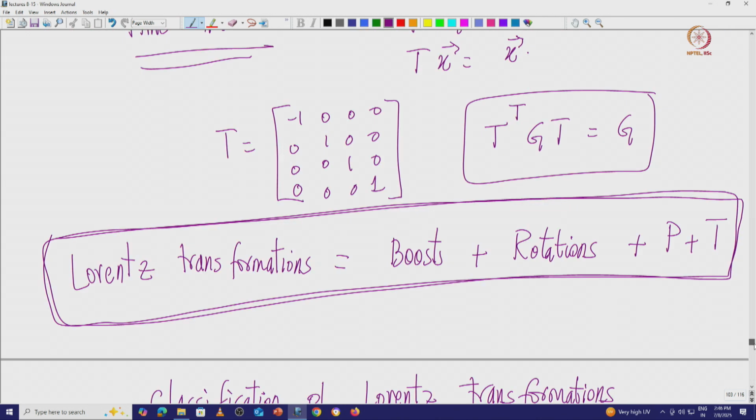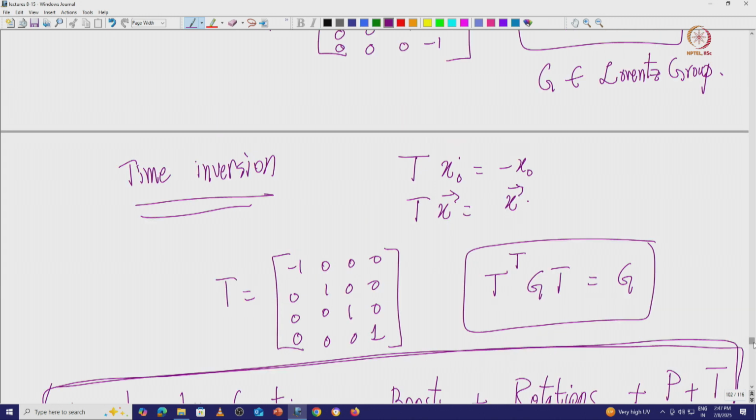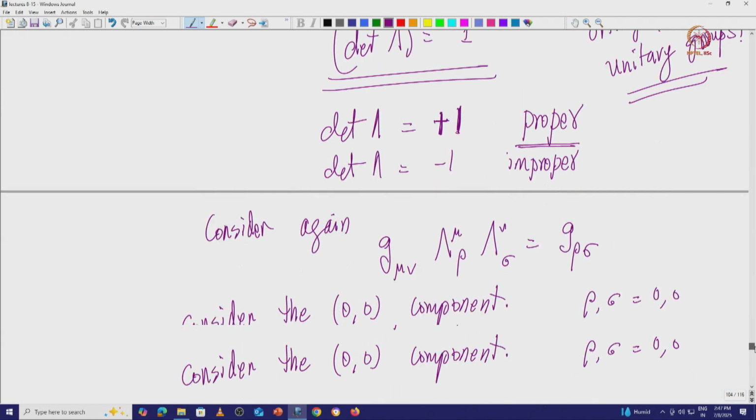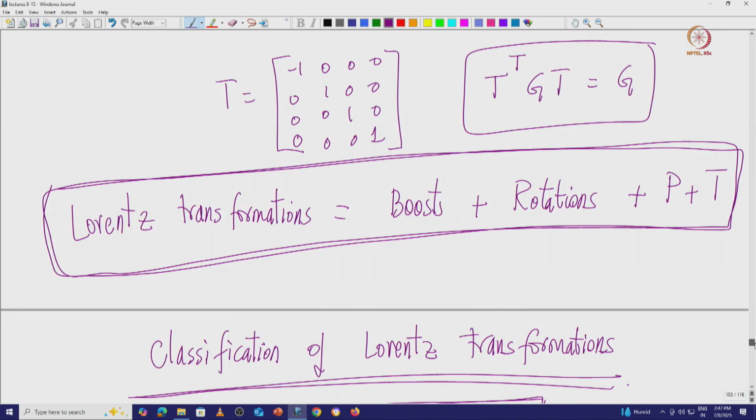Now this is space inversion, whereas time inversion changes the sign of only x0 and keeps x bar completely intact. T of x0 is equal to minus x0, T of x bar is equal to x bar. So this is represented by a matrix with a minus sign on the top, essentially for x0.